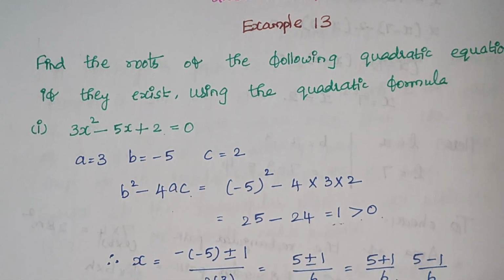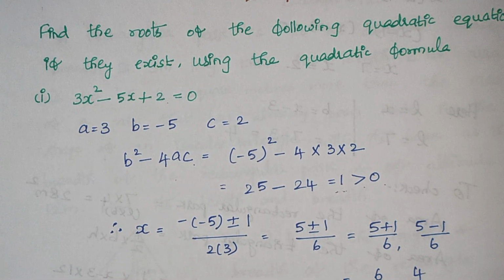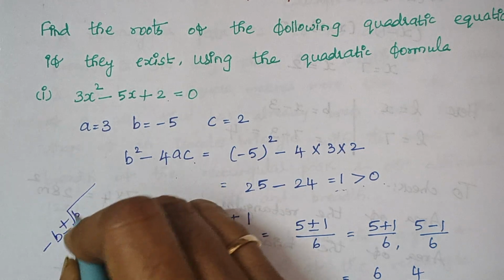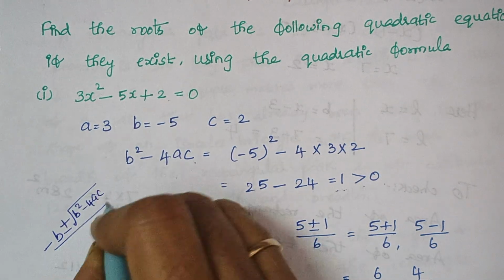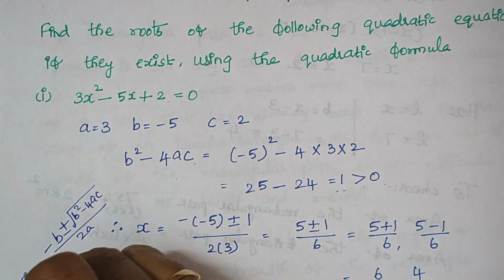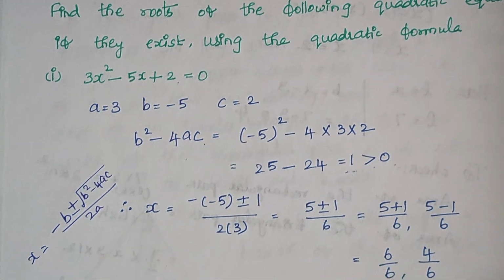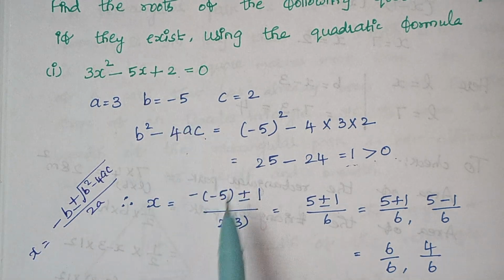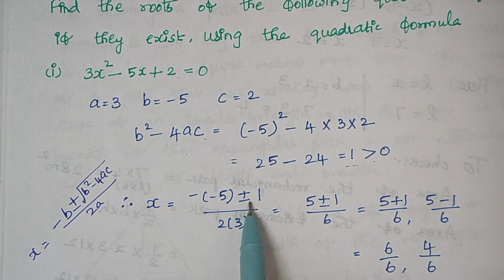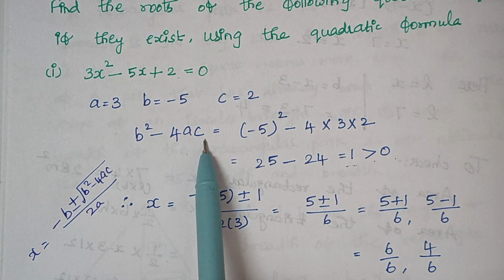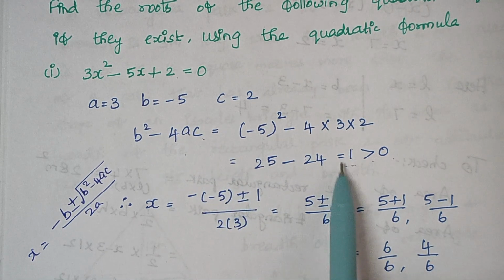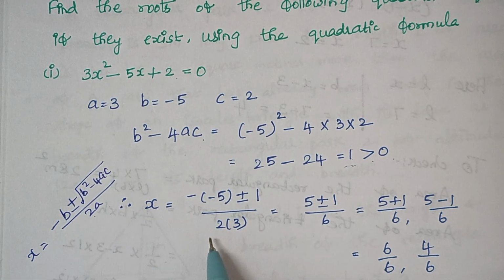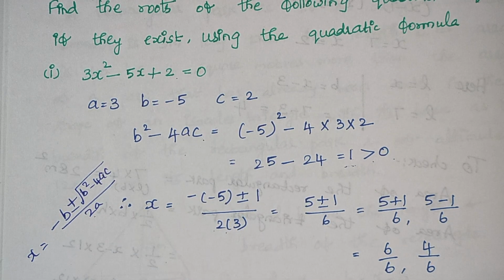So the formula is given by minus b plus or minus root of b square minus 4ac by 2a. Okay, this is the formula to find the value of roots. So here minus, what is the value of b? It is minus 5. So minus 5 plus or minus the square root of this term. So here we have the answer 1. The square root of 1 is again 1 divided by 2a. Okay, 2 into the value of a is 3.